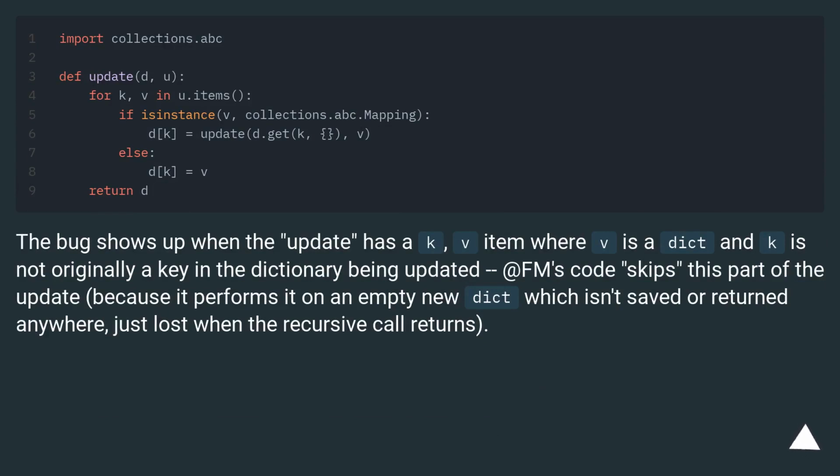The bug shows up when the update has a dict. The item with the dict as value is not originally a key in the dictionary being updated. AdamF's code skips this part of the update, because it performs it on an empty new dict which isn't saved or returned anywhere, just lost when the recursive call returns.